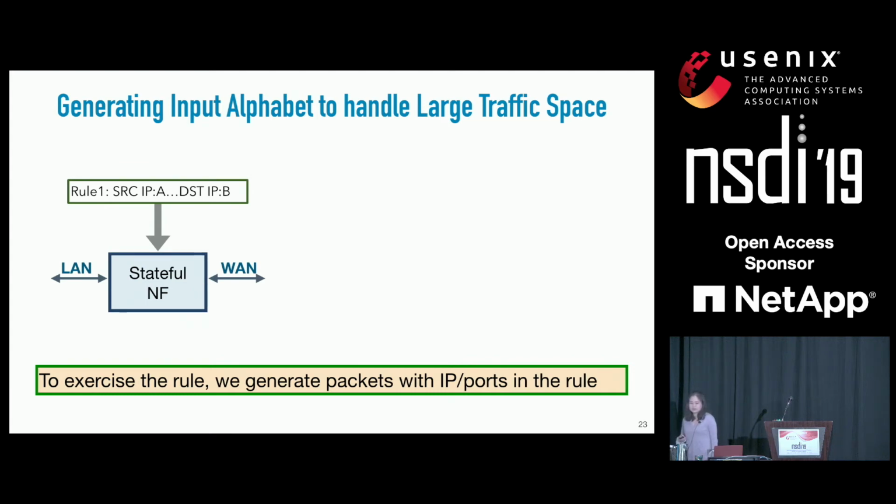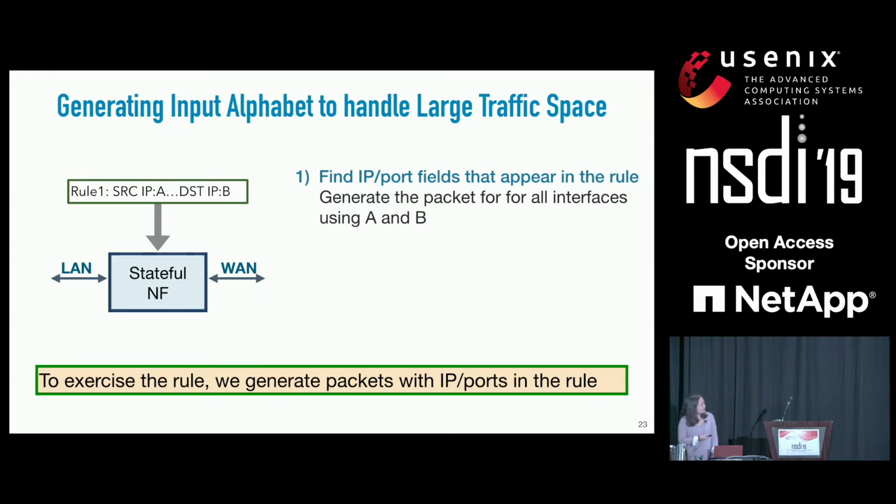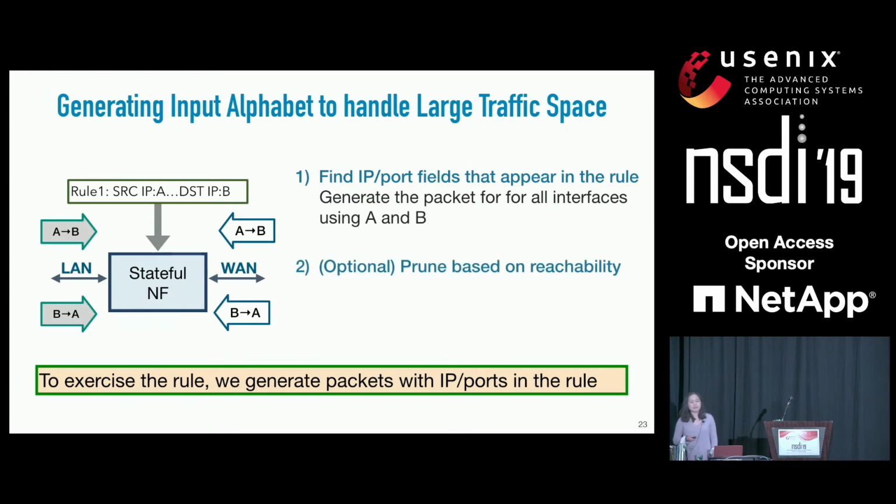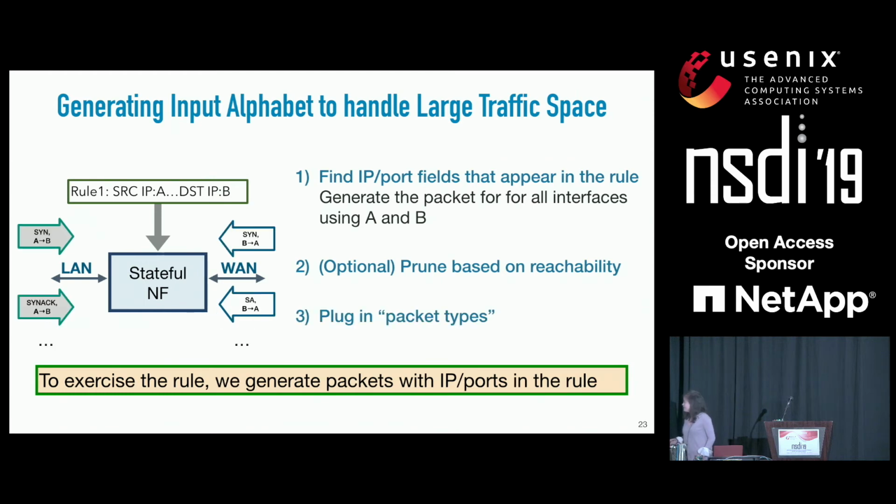What we observe, though, to exercise a rule while handling the large traffic space is that we can generate packets using just the IPs and ports that appear in the rule. In this particular example, that will be A and B, right? So using A and B, we'll generate packets for all interfaces. And then we can optionally prune them based on reachability. So if I know that the source IP of a packet entering from the LAN cannot be a public IP, I can prune them out. Finally, I can plug in relevant packet types.